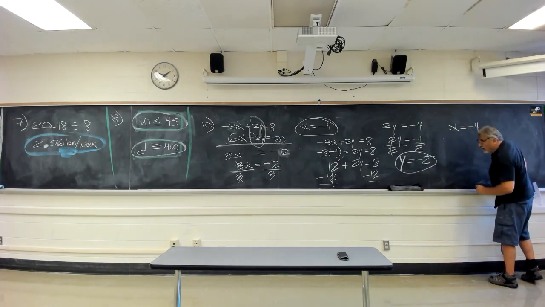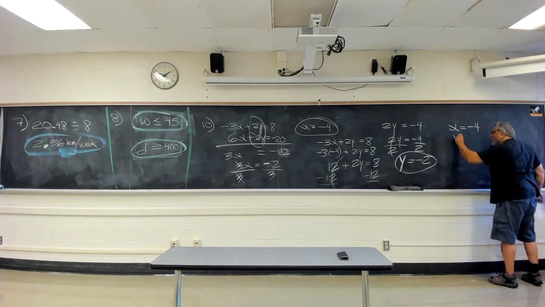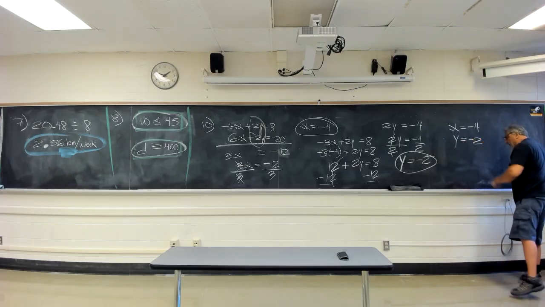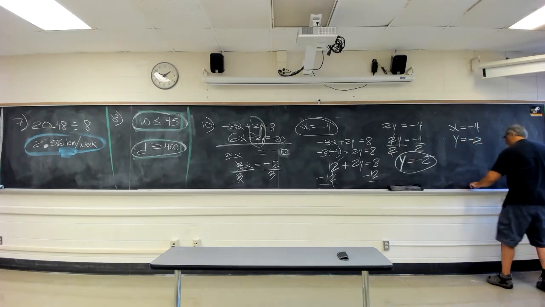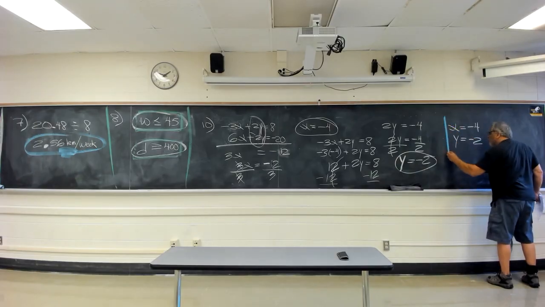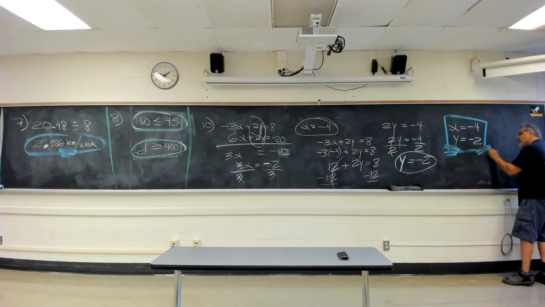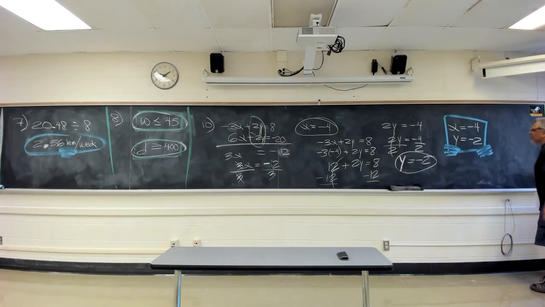X equals negative 4, y equals negative 2. Let's have a look. Yeah, x equals negative 4, y equals negative 2. It's as simple as that. You could have done the substitution method on this also. Similar procedures to what we did right before this. But this is a lot of what's going on, you guys.